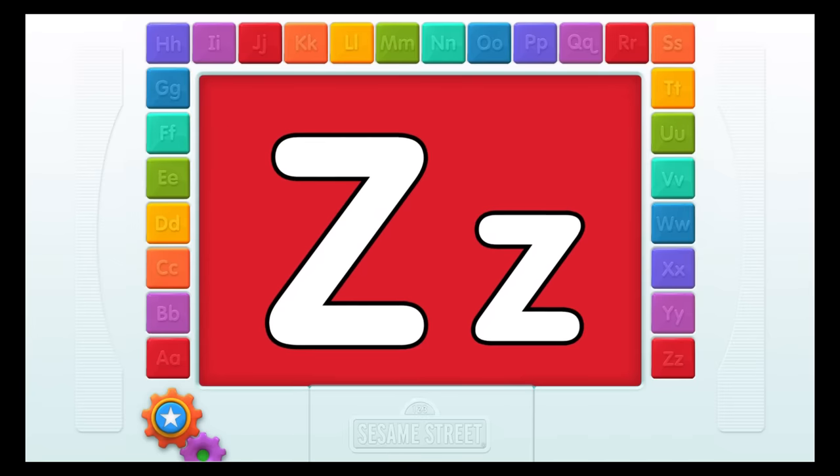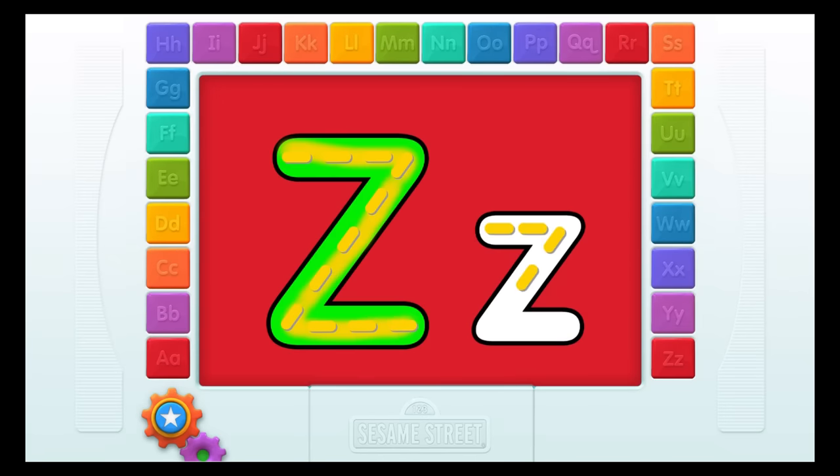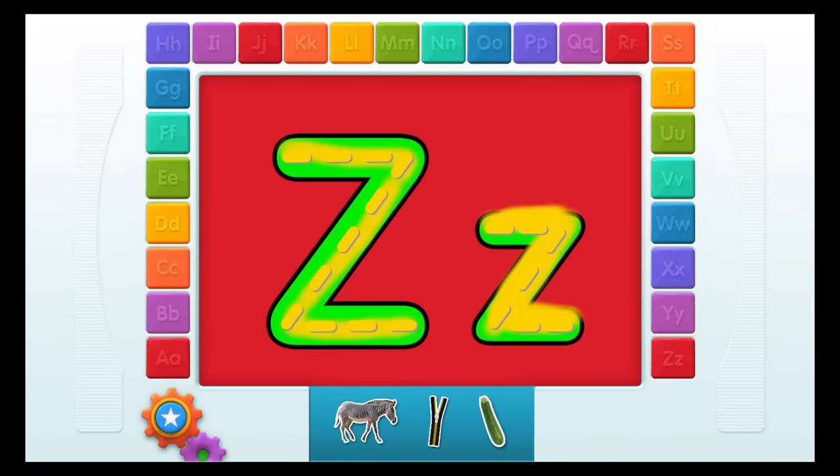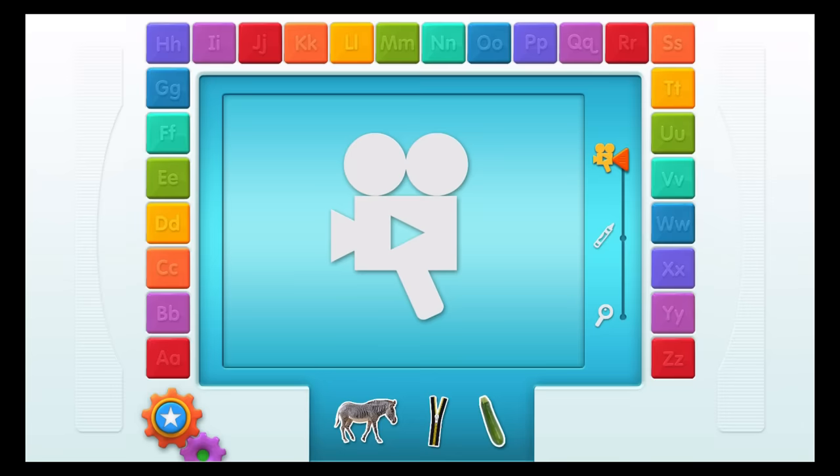Z. Elmo loves this letter. You know what to do. Just follow the yellow lines to make the letters. You drew a letter. Now make the lowercase letter. Go ahead, trace the letter. Z. You made them both. Hooray! Video. Oh, look. Elmo sees three things that start with your letter.